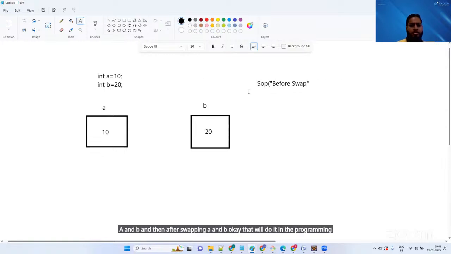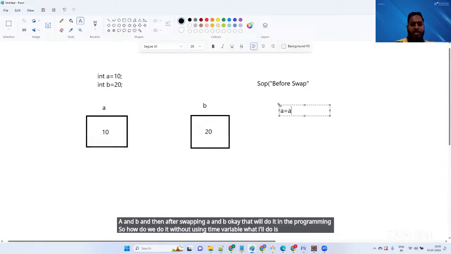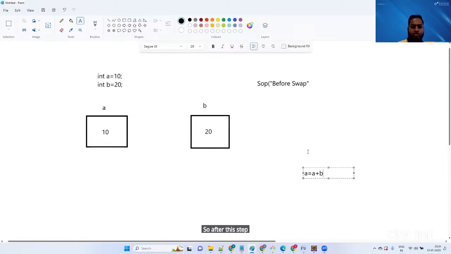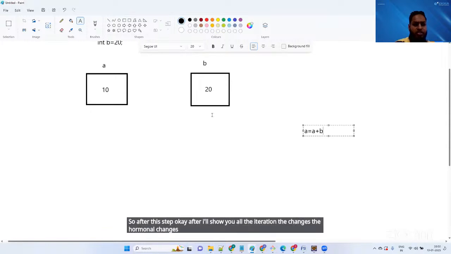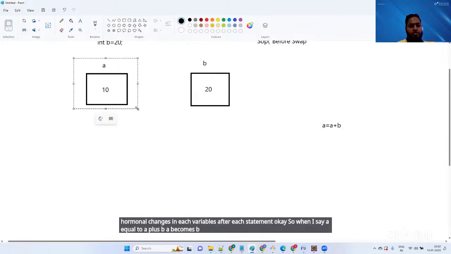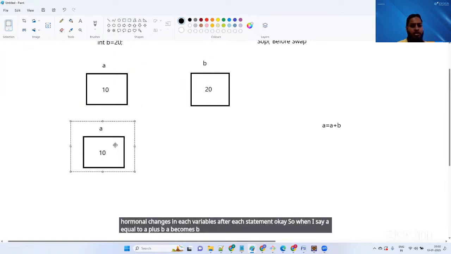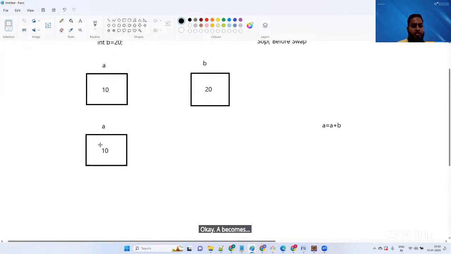So how do we do it without using a temp variable? What I'll do is I will say A equal to A plus B. I'll show you all the changes in each variable after each statement. So when I say A equal to A plus B, A becomes 30. A is 30 and B remains 20.